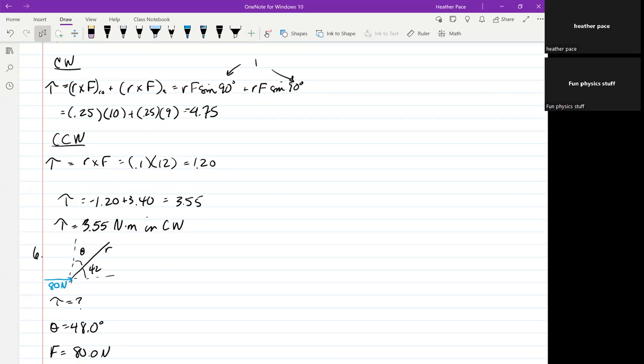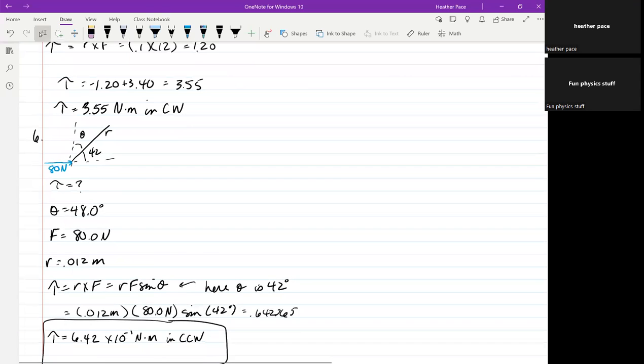I chose counterclockwise to be the negative direction. As long as you put counterclockwise or clockwise, it doesn't matter. So I have negative 1.20 plus 3.40 equals 3.55. So your answer is tau equals 3.55 Newton meters in the clockwise direction.